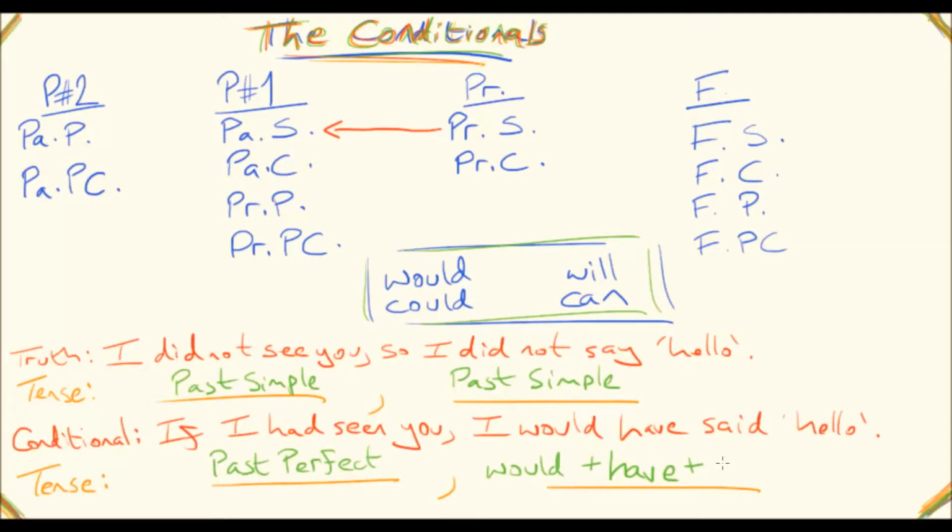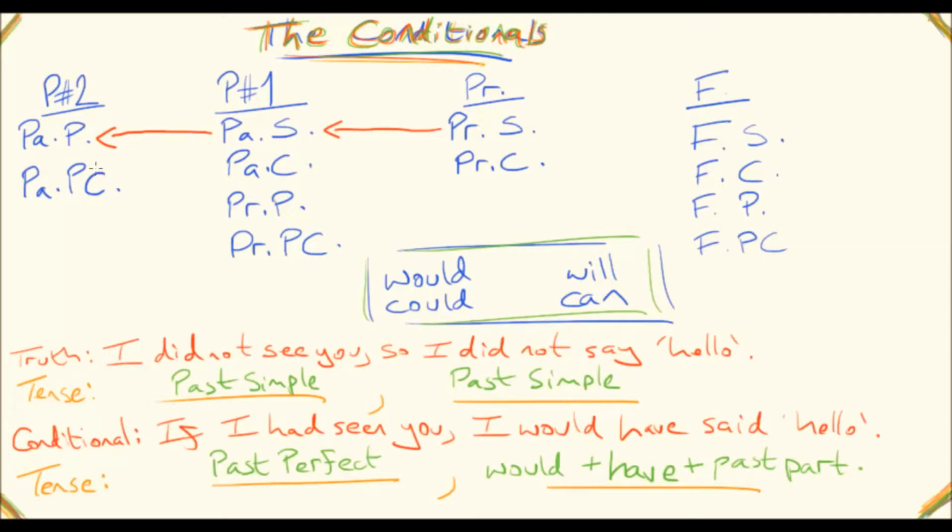So rule number 2, the next verb, which in this case is our main verb, has to be a past participle. So would have said. It's not really present perfect, it's just would plus the 3 golden rules. In this case, the first 2 of them. So here's the interesting thing then when it comes to this process. I did not see you, that's the truth. The condition, if I had seen you, we're going from past simple to past perfect. Again, we've jumped back.